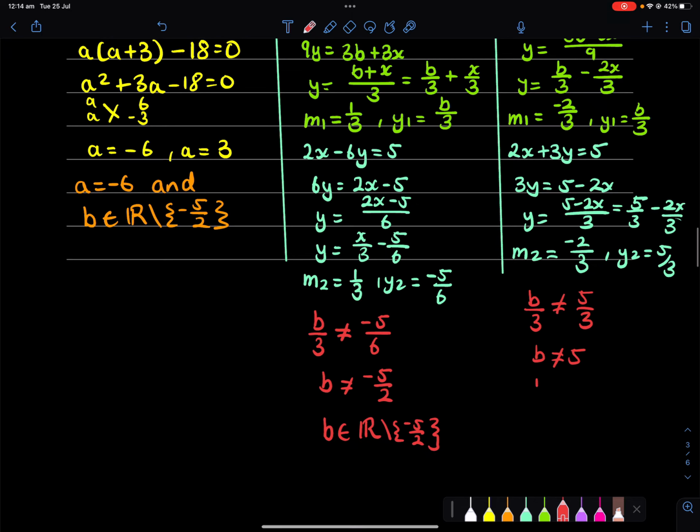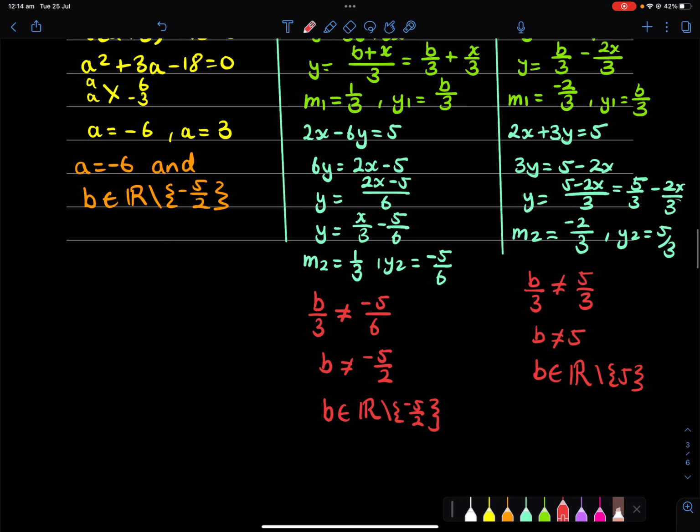So we can rewrite this as b is an element of all reals with the exception of 5. And that's another solution. Another solution is when a is equal to 3 and b is an element of all reals with the exception of 5. Okay, these are your two solutions.